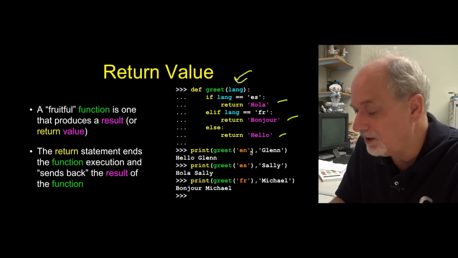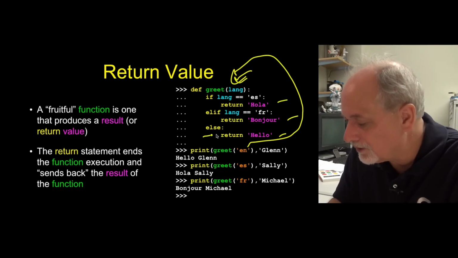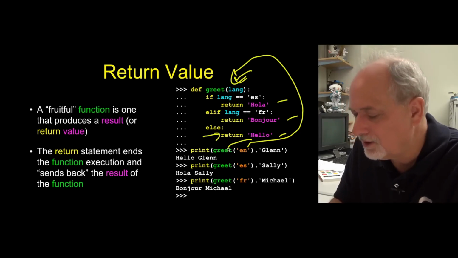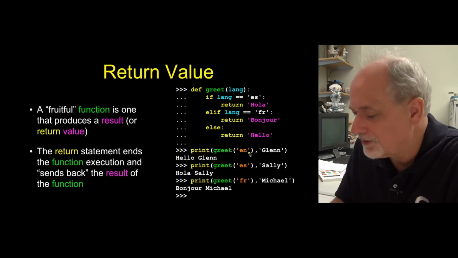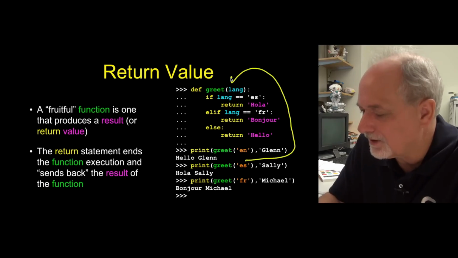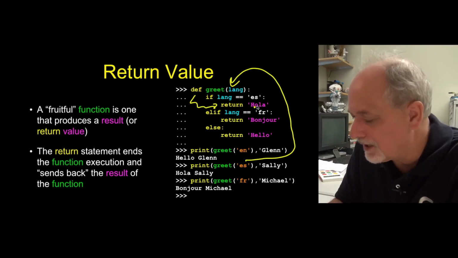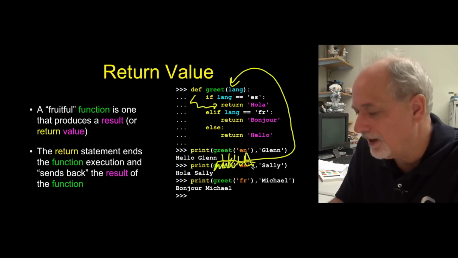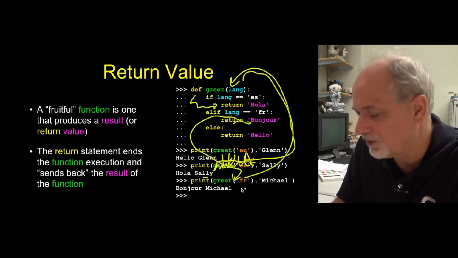So now we say print greet en, so it runs the code once, lang is en, and then it runs this code, and the residual value is hello, so it says hello Glenn. And similarly, when it runs this code, it passes es in as lang, it runs through, and it runs this statement. If there were more statements, it wouldn't run them. As soon as this return runs, that says that this bit right here is now hola. So hola Sally. And the same with French. Goes in, runs again, out comes the return statement, and then bonjour Michael.